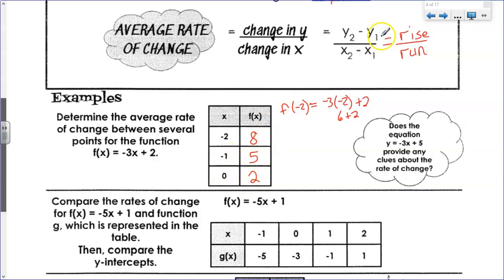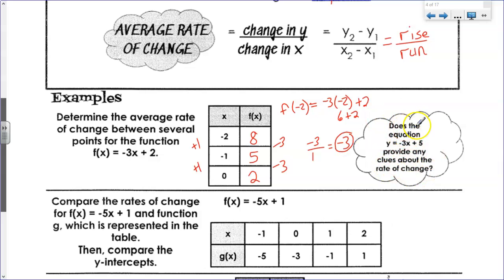Now, you can do this by plugging into the function, or if you're in a table, you can say, how do I get from 8 to 5? I subtract 3. How do I get from 5 to 2? Go down by 3. Negative 2 to negative 1, add 1. Negative 1 to 0, add 1. So it is the change in y over the change in x. So in this case, my slope, my rate of change, is negative 3.